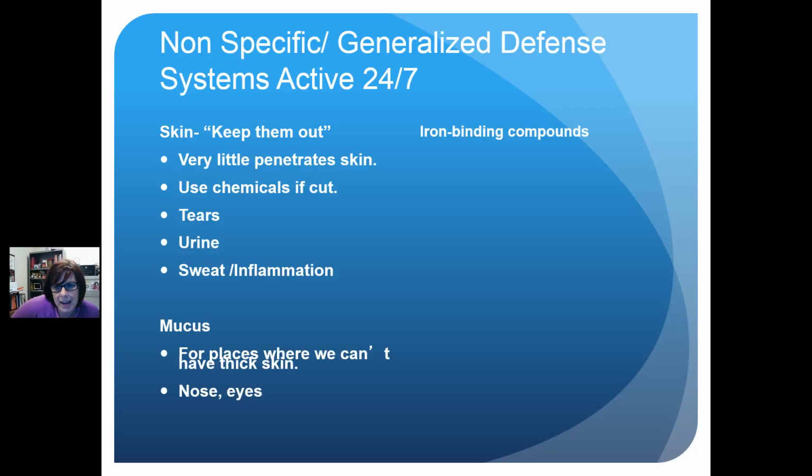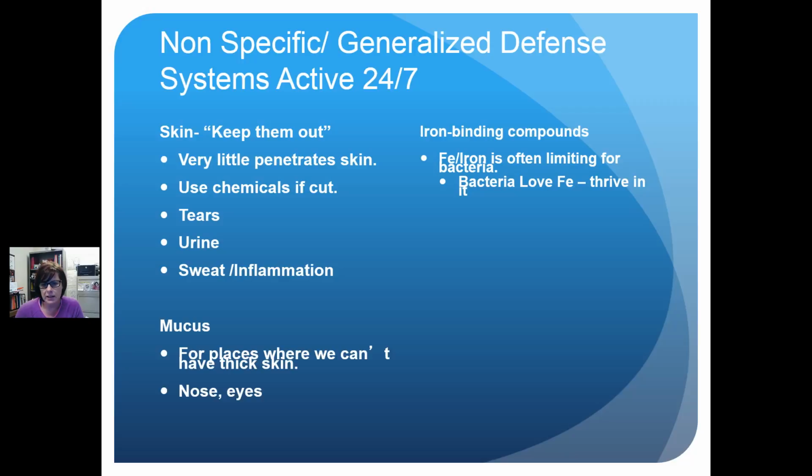We also have what are called iron binding compounds. These are floating around in your circulatory system, and what they do is they take iron and bind it. They grab onto it so that nobody else can grab onto it. Why would that be a defense? Well, bacteria love iron. They reproduce very well when there's a lot of iron available. You don't want bacteria to have a great environment inside your body, especially the pathogenic ones.